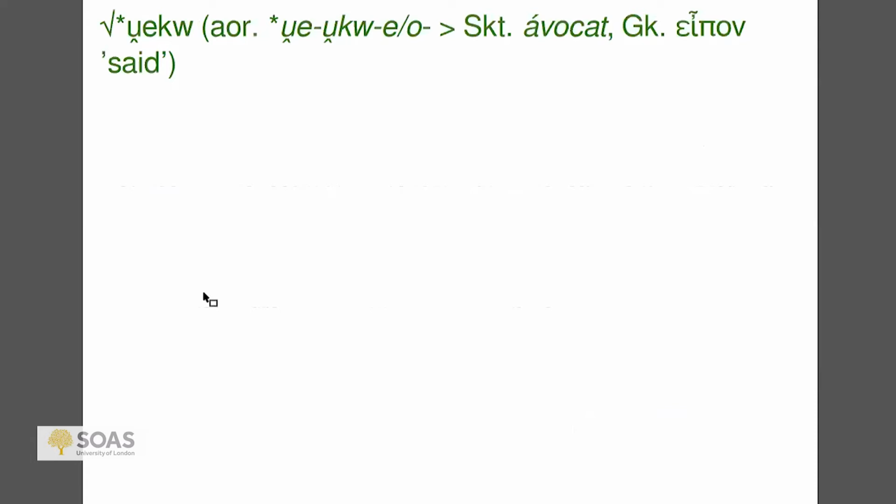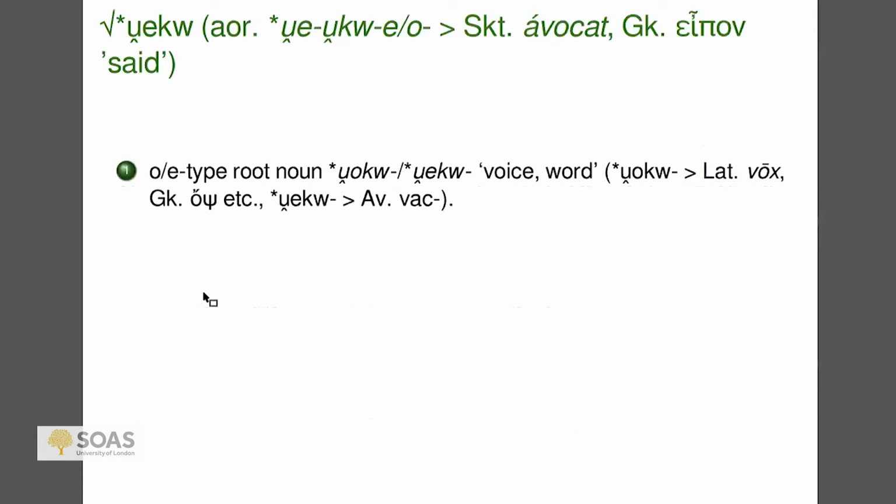So we have the root wek that in the aorist, which is a past tense of Greek and Sanskrit and Indo-European, it would have been wekwe, which gives us avocat in Sanskrit and eipon in Greek. So from this root, we can make a root noun that gives us vox in Latin and ops in Greek.